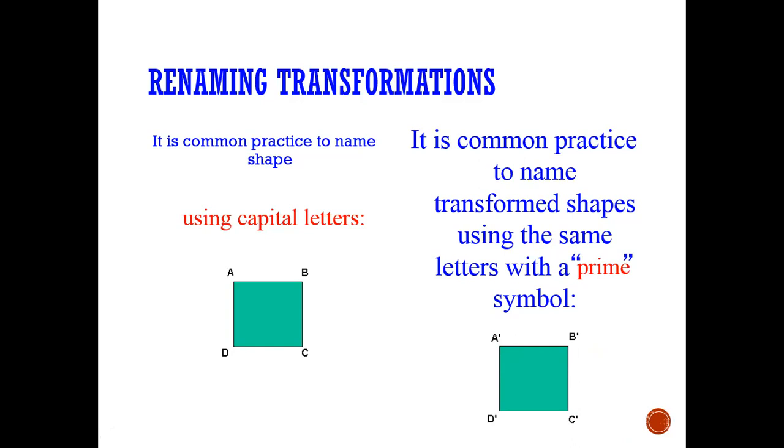I will be using prime here. A prime, as you can see here, is the corresponding vertex. A and A prime are corresponding vertices. Only for the image, we use the inverted comma, which we name prime. So the object is known as A and the image will be known as A prime.